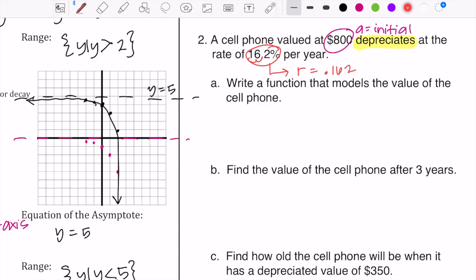Write a function that models the value of the cell phone. So we're going to start with our parent equation, which is y equals a times 1 minus r to the x or t. It's your choice. It's just a variable. And it's a minus because it's decay, because it's depreciating. So we're going to now fill in all of our values. So we get 800 times 1 minus 0.162 to the t.